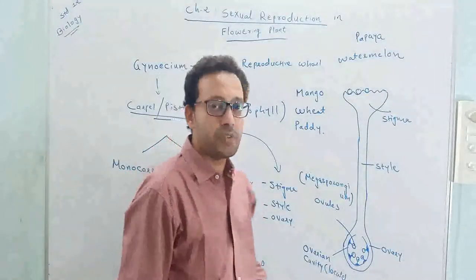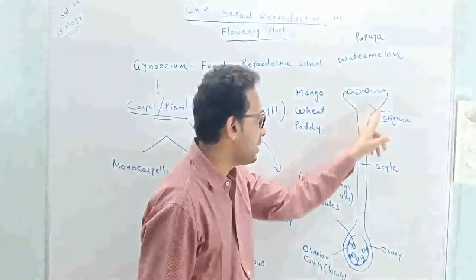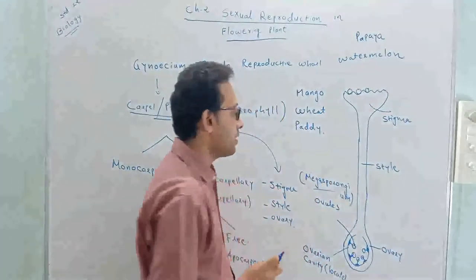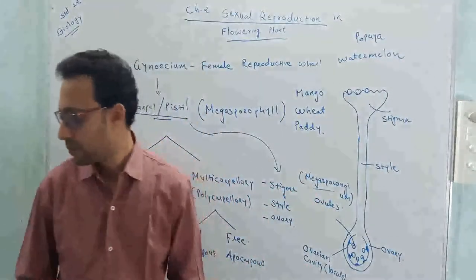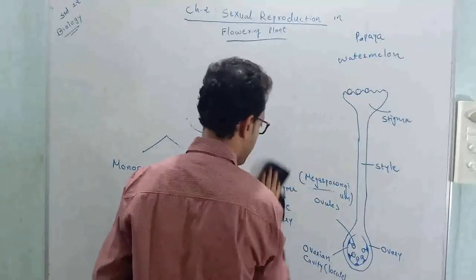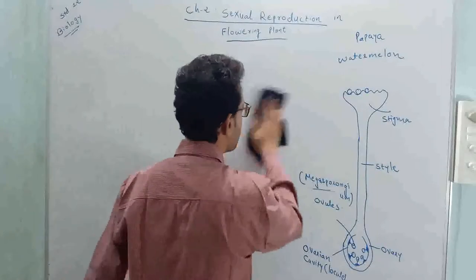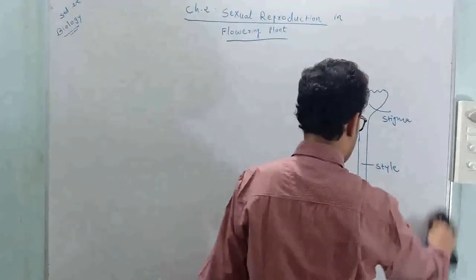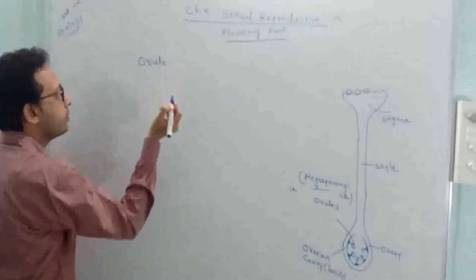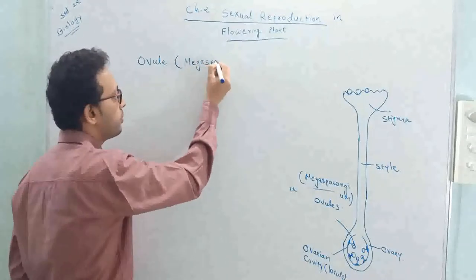Now we have to see the process we call the formation of the female gamete. But for the female gamete, we have to learn the structure. So we have seen the structure of the carpel: stigma, style, ovary. And the ovary contains an ovule, what we call the megasporangium. So now let's discuss the structure of the megasporangium, or we also call it the ovule. So now we start with the structure of the ovule. Another name of this ovule is megasporangium.